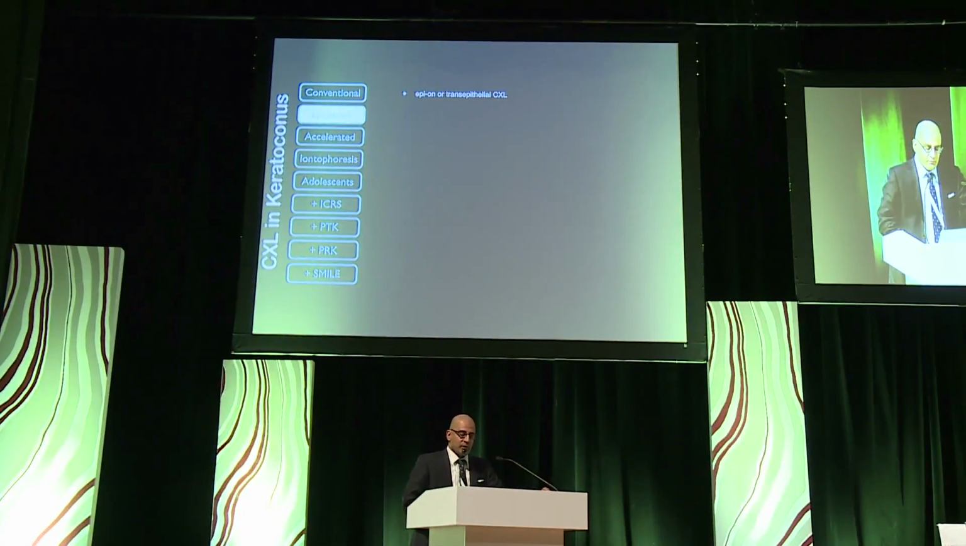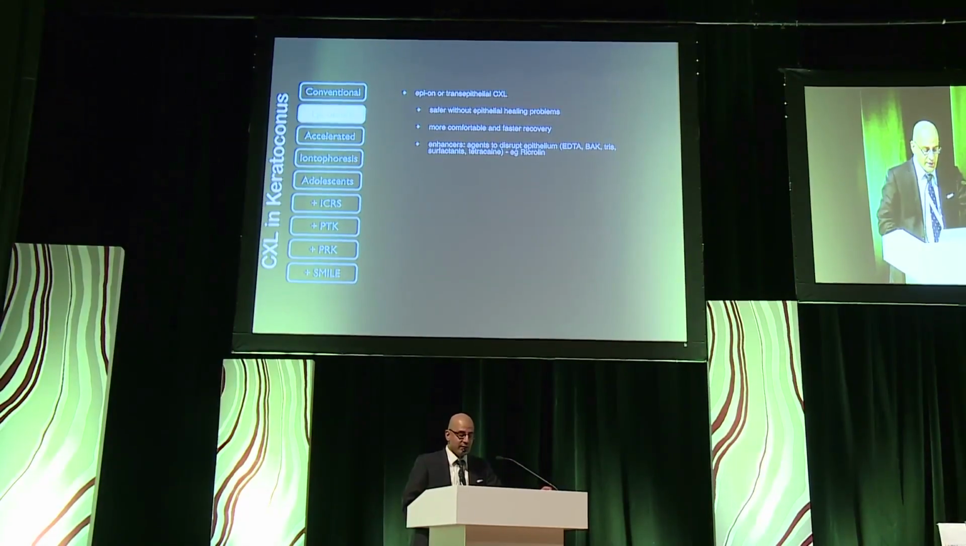What about epi-on? Epi-on, or trans-epithelial cross-linking, is safer without epithelial healing problems, more comfortable as the epithelium is intact, and there's fast recovery. There are enhancers that are often used, agents to disrupt the epithelium, like EDTA, DHA, and TRIS. And we're looking at new developments coming up for the treatment of corneas that don't match the criteria for the Dresden protocol, so corneas that are thin.